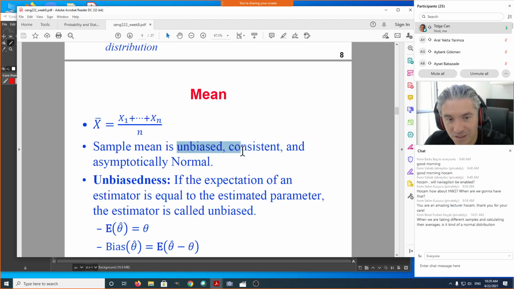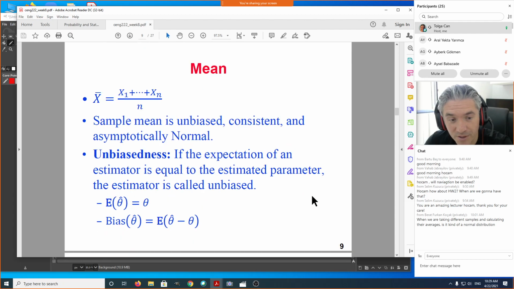I'm going to describe these terms. Being unbiased means the expectation of an estimator is equal to the estimated parameter. So there's something interesting: what is the expected value of our estimator? Since theta hat itself is a random variable, we can talk about its expected value. Now we can talk about what is the expected value of that random variable.